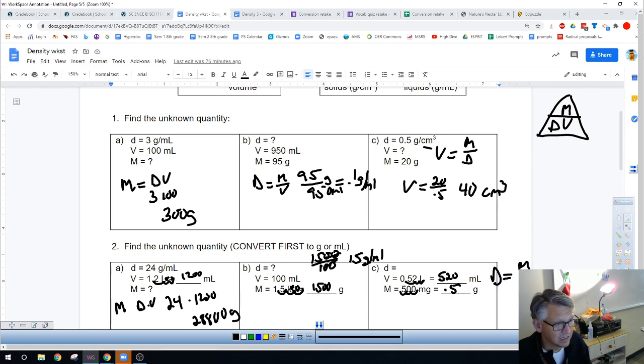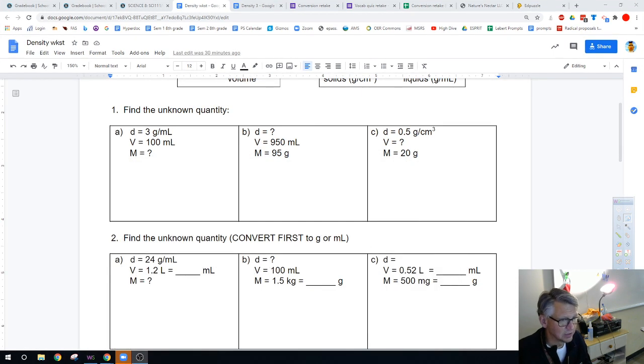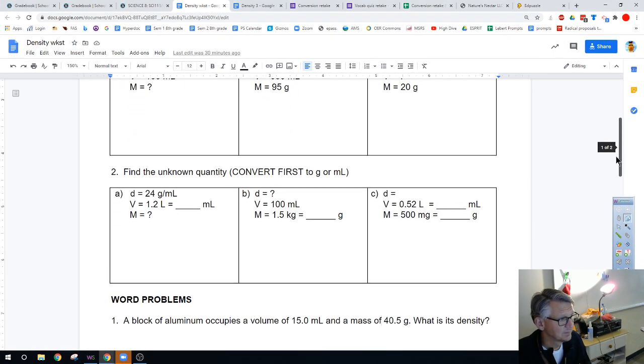Density is equal to mass divided by volume. Our mass is 0.5. Our volume is 520. So 0.5 divided by 520 equals 0.00096. And that is going to be labeled in grams per milliliter. And some of you might go, wow, that number doesn't look right. Well, if it has a density that low, it is probably a gas. So gases have a very low density.